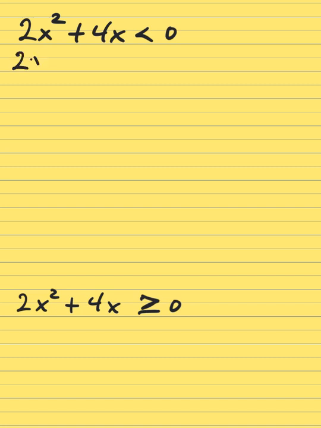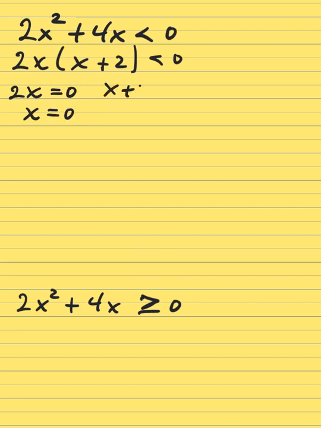These two terms have a 2x in common, so we can factor out a 2x. And that's going to leave an x plus 2 on the inside of the parentheses, less than 0. Now you still go ahead and set each factor equal to 0. So that's going to give us 0 for this factor, negative 2 for this factor. These two numbers are x-intercepts of the graph.